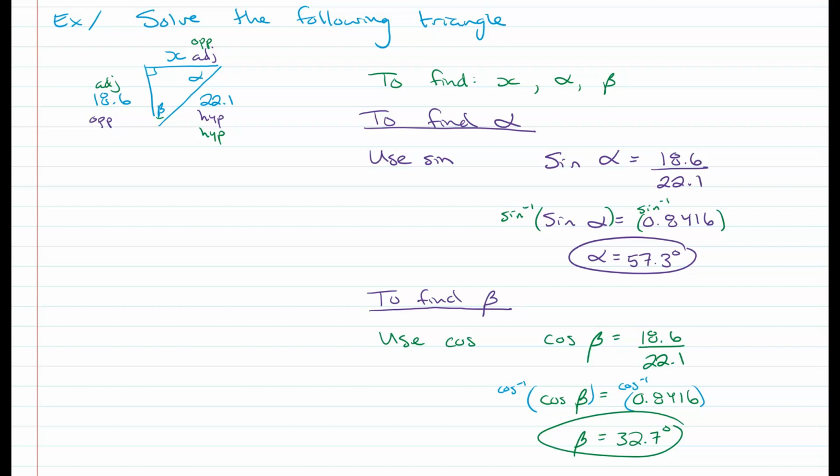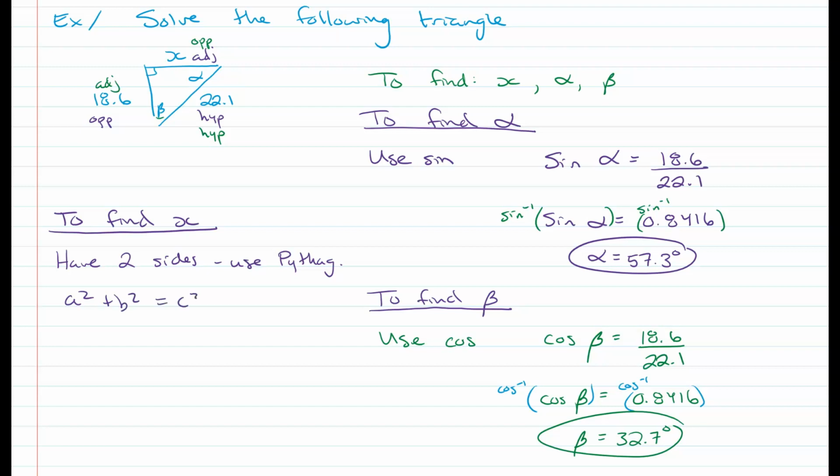So now I have one more thing to find. I need to find x. So to find x, I have two sides. So I'm going to use one of our two extra things that isn't a trig ratio. I'm going to use the Pythagorean theorem because I have two sides. I don't want to use one of the angles that I have found in case I made a mistake.